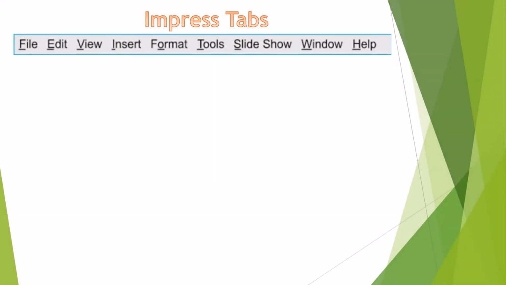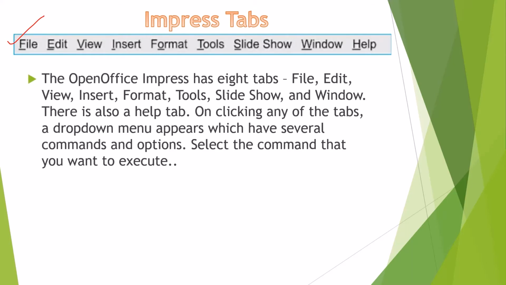Now we are going to discuss about the Impress tabs in brief. Then we will be discussing about them in a bit detail. So these are File, Edit, View, Insert, Format, Tools, Slideshow, Window, Help. These all are the tabs present in OpenOffice Impress. So there are 8 tabs, and whenever you click any of the tab, there will appear a drop down menu from which you can select any command.